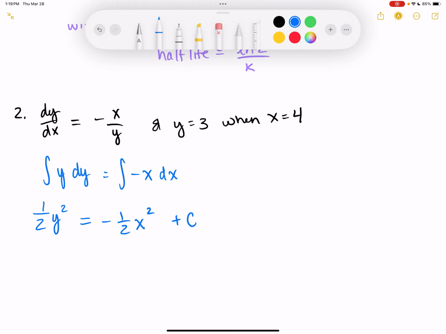Can I take your bulletin board down? Sure. You want it all saved? Thank you.